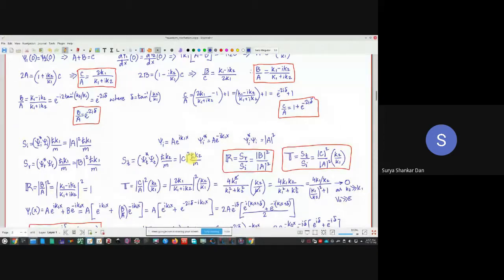तो यहाँ से हमें क्या मिल रहा है? Reflectivity is one of the important parameters. SR by SI करेंगे तो यहाँ पर (B by A) whole square आता है. Transmission probability will be (C by A) whole square into K2 by K1. Just from the formulas whichever I have derived.